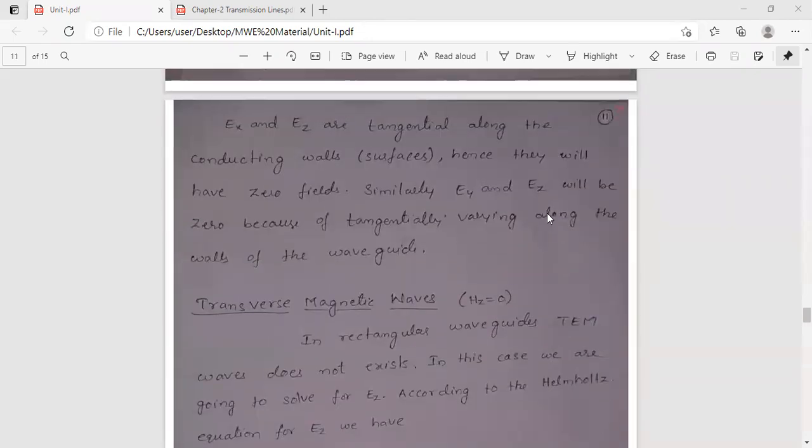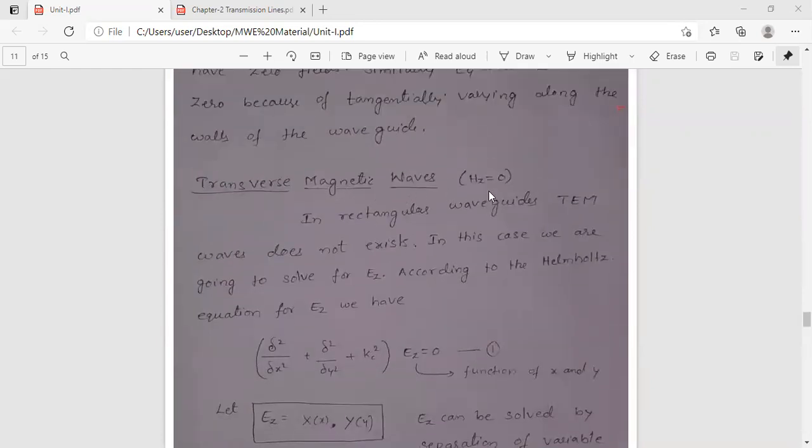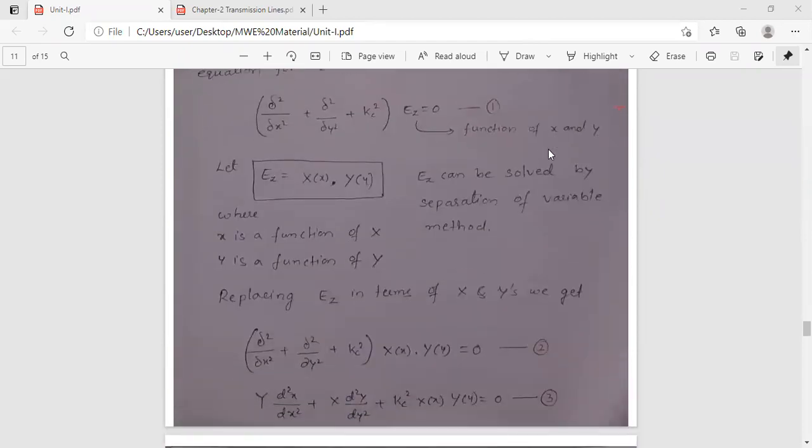Now, let us first start with transverse magnetic. In the case of transverse magnetic, we have seen that the magnetic field Hz will be equal to 0 along the propagation of the wave, and only Hy and Hx will be possible. So that is what we are going to derive. To derive that, we are making use of the Helmholtz equation.